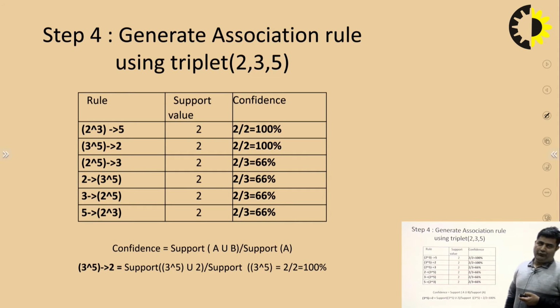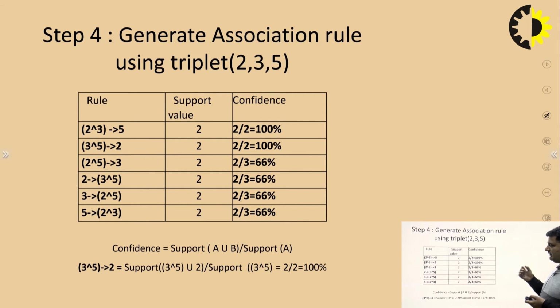Now step number 4. In step number 1, we find the individual support value. In step number 2, we find the value in pair form. In step number 3, we find the value in the 3-item form. Now step number 4, we try to generate the association rules. With the help of this, we try to find the mapping among the elements.